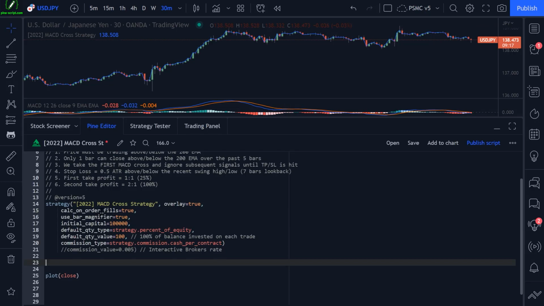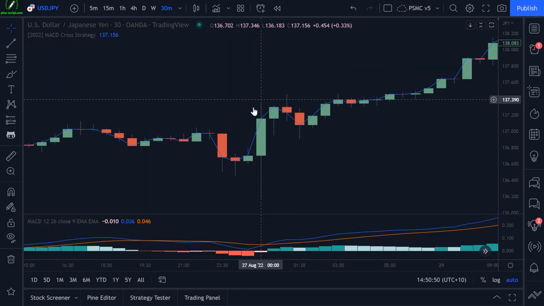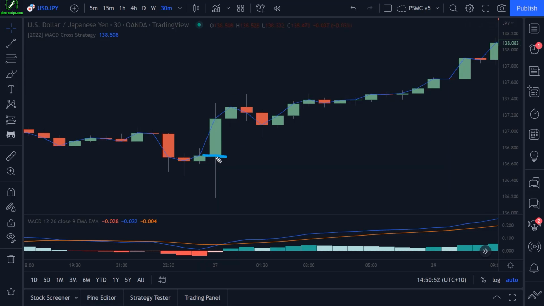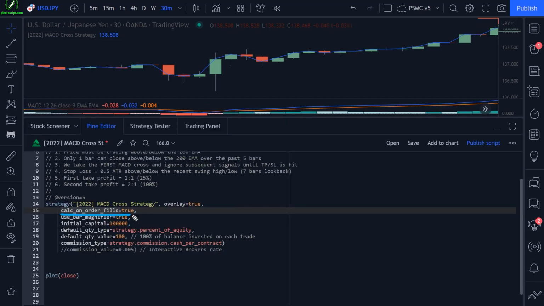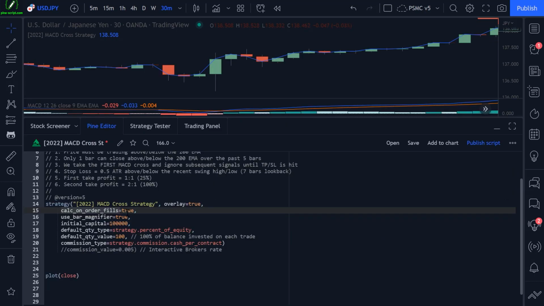What that ensures is that if our first take profit is hit on our entry bar, so we enter long, let's pretend, this probably wouldn't be a signal, but let's pretend we entered long at this open and our stop loss, for argument's sake, was down here so it didn't get hit. And price came up and hit our first take profit on this bar. If we don't set calculate on order fills to true, then the strategy tester will not exit our position on our entry bar. So we need to set that to true for this particular system. Not all systems need this on, but for this system, I want that on.